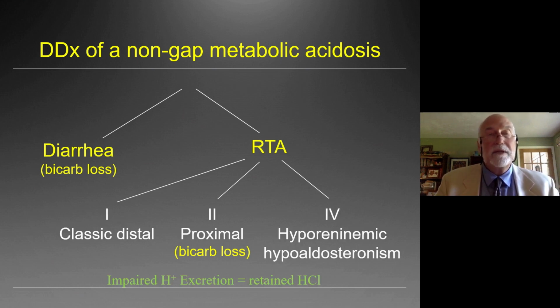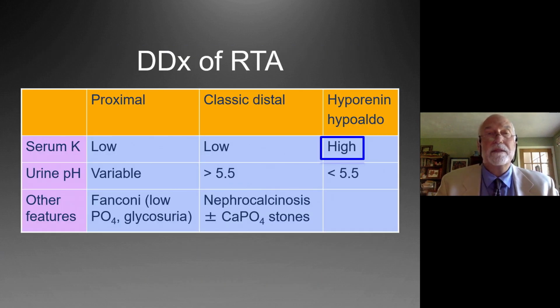And then if we're not losing bicarb, but we're retaining HCl, how does that happen? Well, it happens through renal tubular acidosis, and these are roughly divided into the classic distal, or the type 4 hyporeninemic hypoaldo that I had mentioned briefly during the first talk. So these are the main RTAs that you'll encounter, very different mechanisms that lead to the condition, but the end result is a non-anion gap metabolic acidosis.